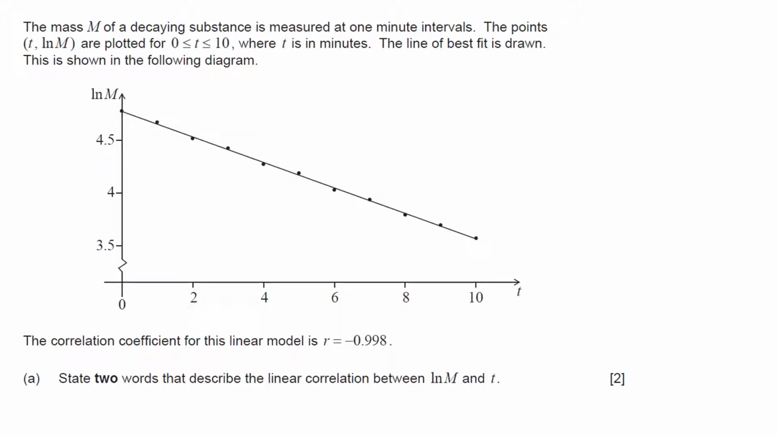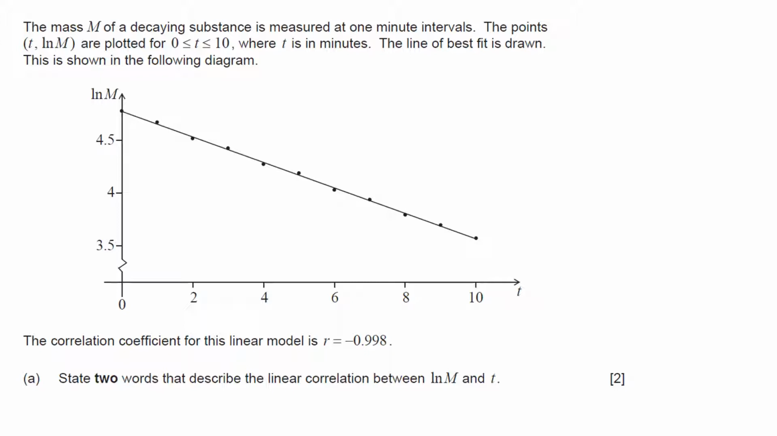Okay, I'm just going to finish off with a past exam question. The mass m of a decaying substance is measured at 1 minute intervals. The points t and ln m are plotted for 0 is less than or equal to t is less than or equal to 10, where t is in minutes. The line of best fit is drawn. This is shown in the diagram. The correlation coefficient for this linear model is r is equal to negative 0.998. State two words that describe the linear correlation between ln m and t.